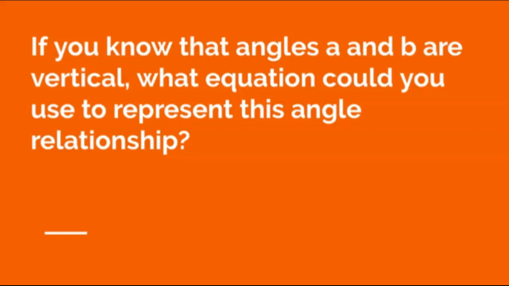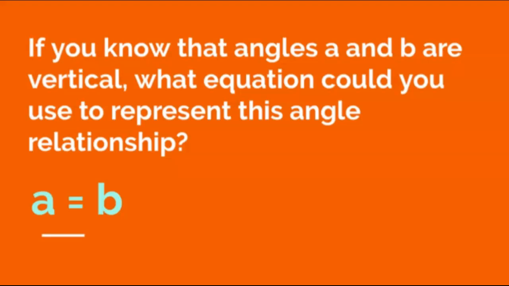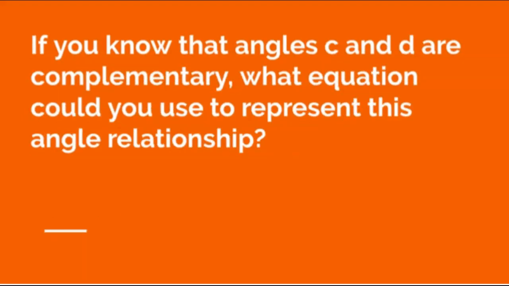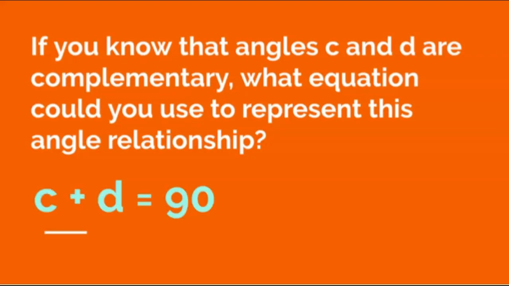All right, so if you know that angles A and B are vertical, what equation could you use to represent this angle relationship? Well, they're going to be congruent, so you would want to say A equals B. Well, what if you had two different angles, C and D, and you knew they're complementary? What equation could you use to represent this angle relationship? Well, remember, complementary angles add up to 90, so you could say C plus D equals 90.